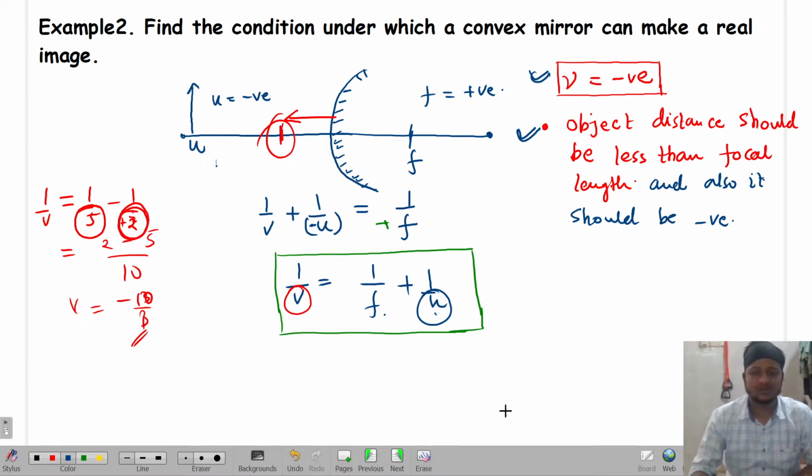Okay, means this was the important condition. You should remember that object distance should be less than the focal length, and also it should be negative. So actually your answer lies in the question itself. Please, in ray optics, just draw the diagram always. हरदम diagram draw करना. Diagram जैसे ही draw करोगे उसके बाद आंसर मिल जाएगा. ठीक है, चलो आगे बढ़ते हैं.